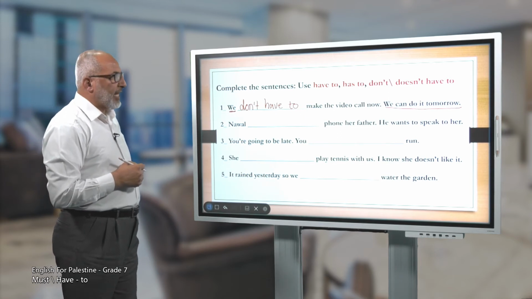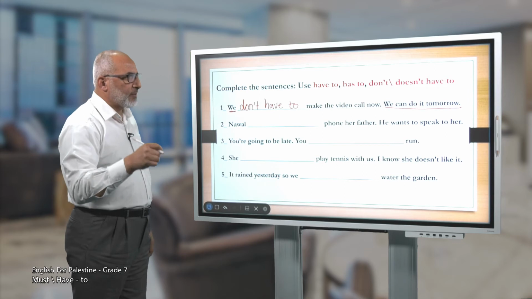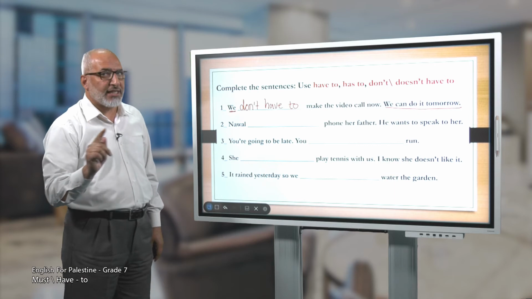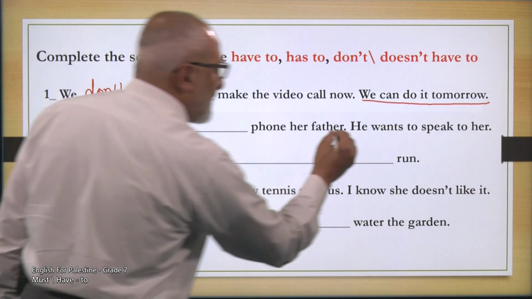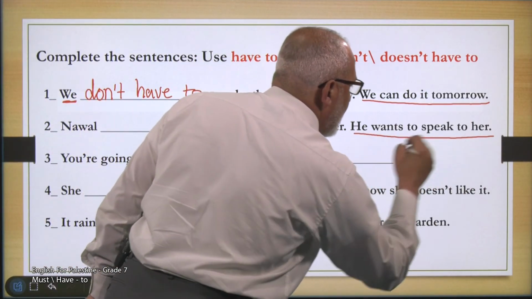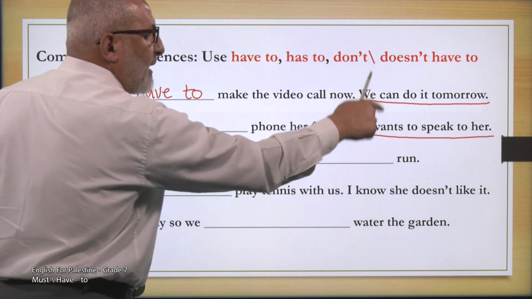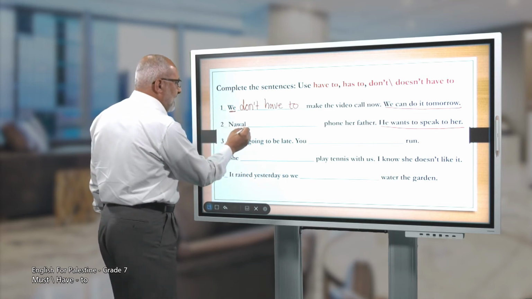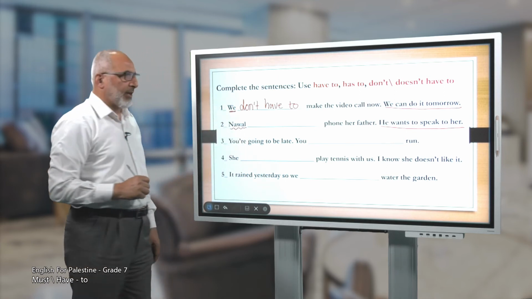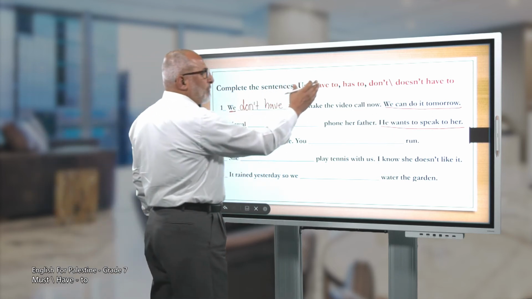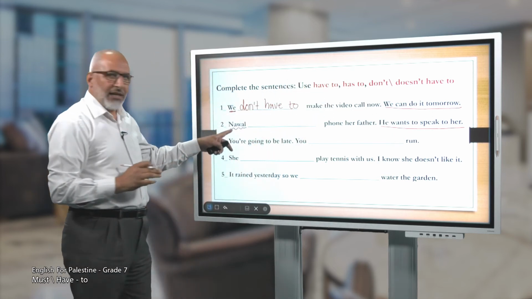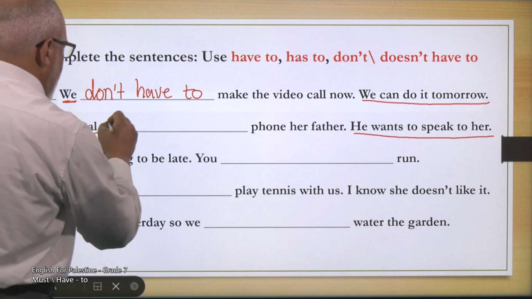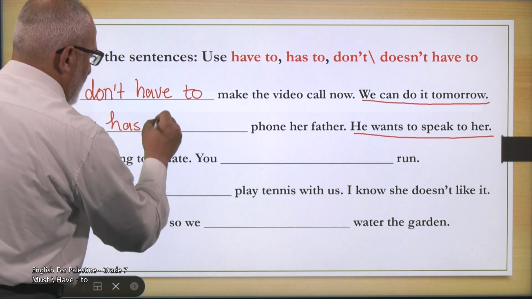Let's look at number 2. Nawal phoned her father. He wants to speak to her. Is it necessary or not necessary? Yes, Nawal's father wants to speak to her. So it is necessary. The subject is Nawal, which is singular. So we use has to.